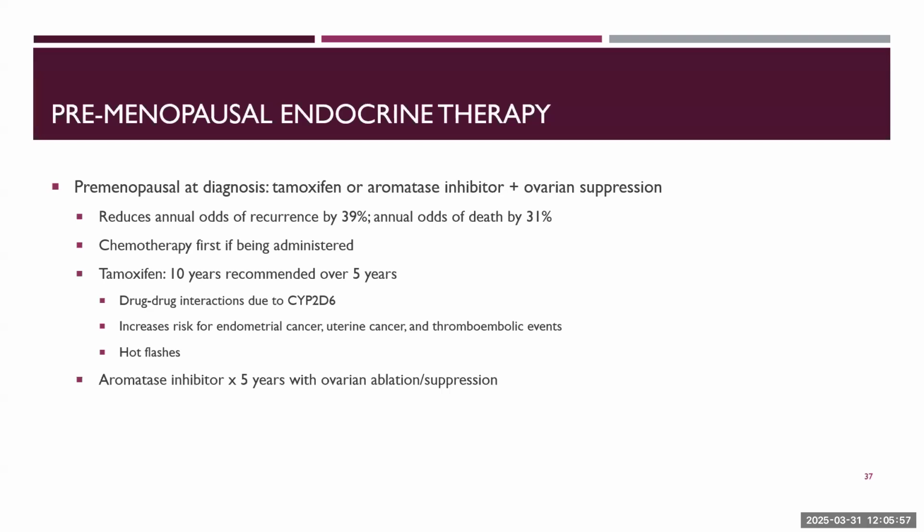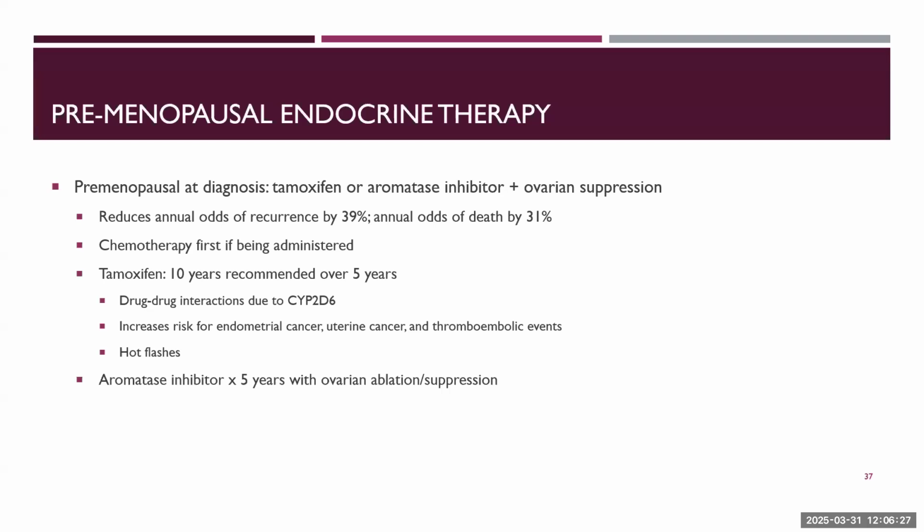So for premenopausal endocrine therapy, again, this is either going to be tamoxifen or an aromatase inhibitor with ovarian suppression. This reduces annual odds of recurrence by 39% and can reduce the annual odds of death by 31%. If they are going to receive chemotherapy and endocrine therapy, they should receive chemotherapy first, followed by endocrine therapy. For tamoxifen, 10 years is recommended over 5 years.